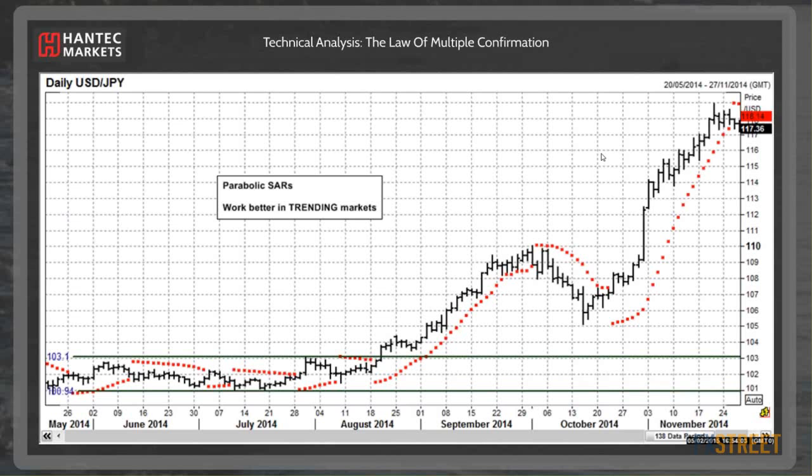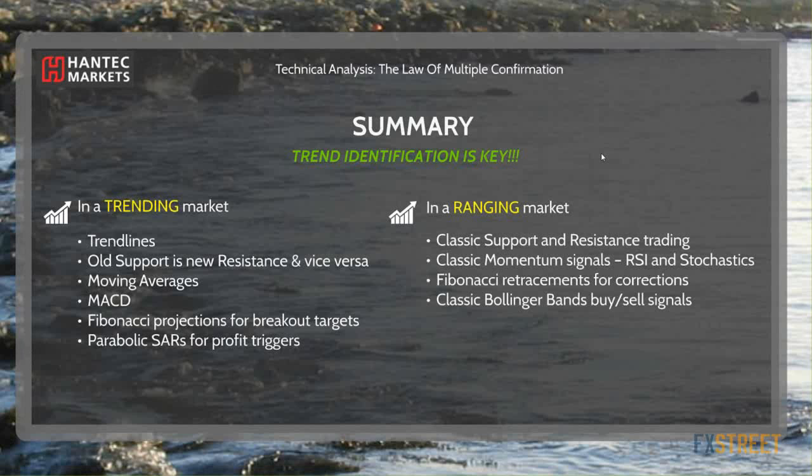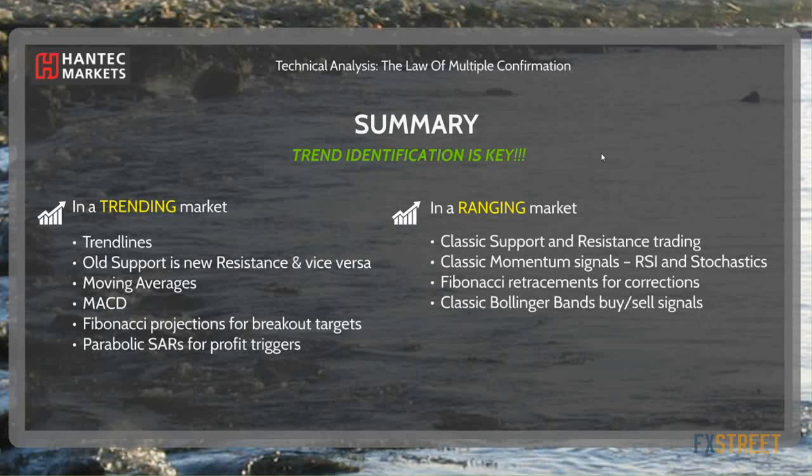Right, so just as a quick summary of all that, I'm trying to identify whether you're in a trending market or a ranging market, because exactly how you use your indicators completely changes in each of those markets. In a trending market, obviously you're using trend lines, and you're using old support as new resistance and vice versa. Use moving averages as a very good gauge of support.